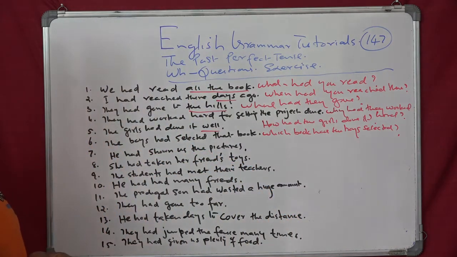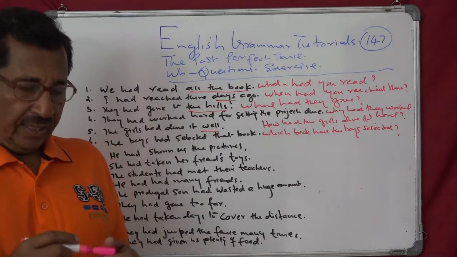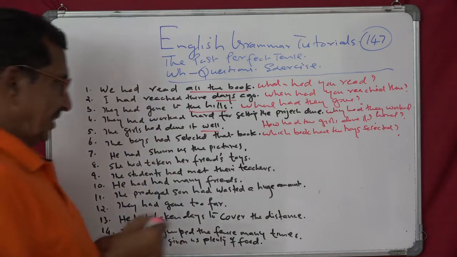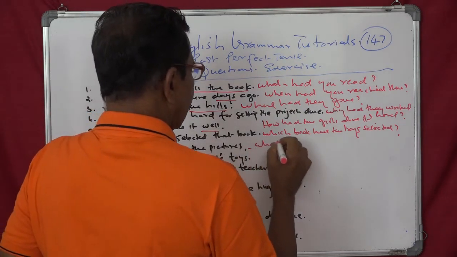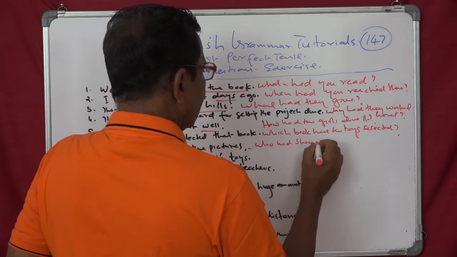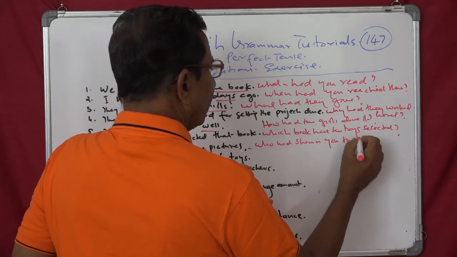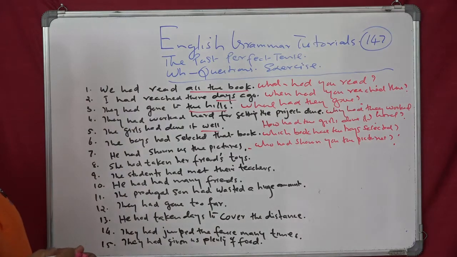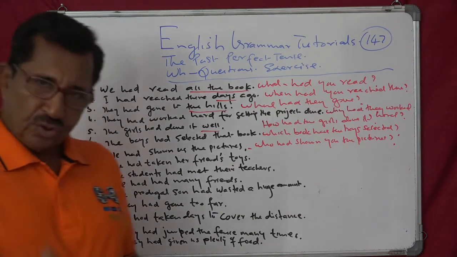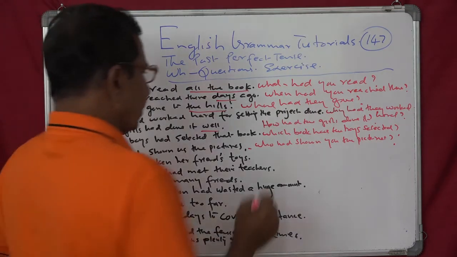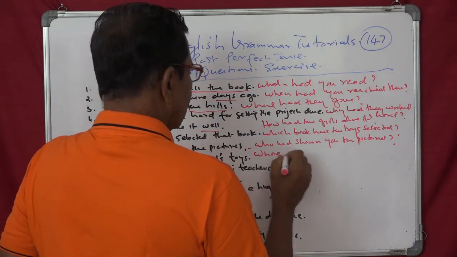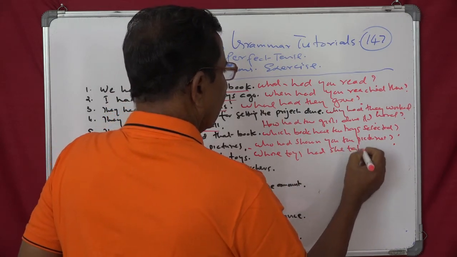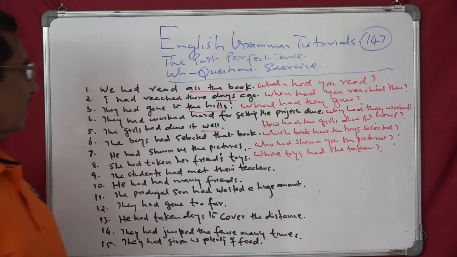Next, he had shown us the pictures. Who had shown you the pictures? So, who had shown you the pictures? Us will become you. Okay. She had taken her friend's toys. Whose toys had she taken? Whose toys had she taken?